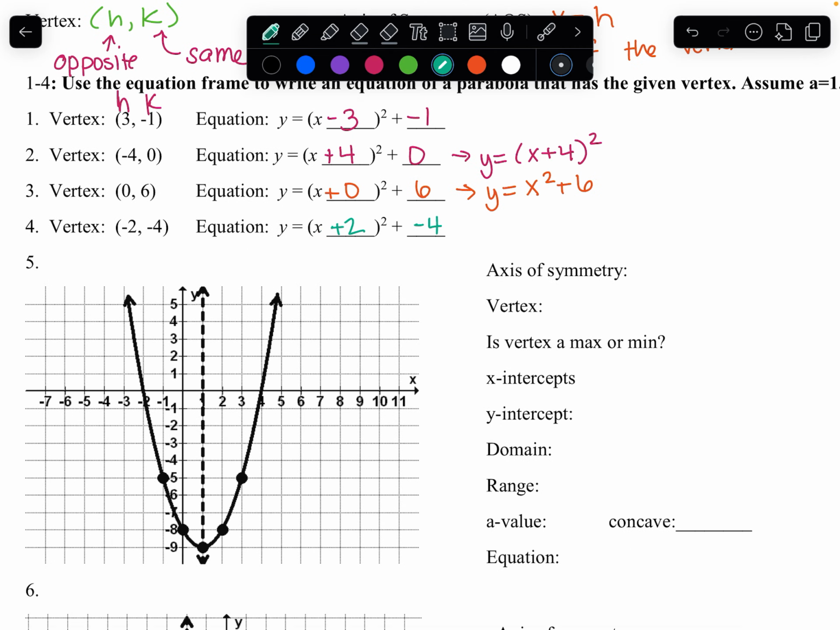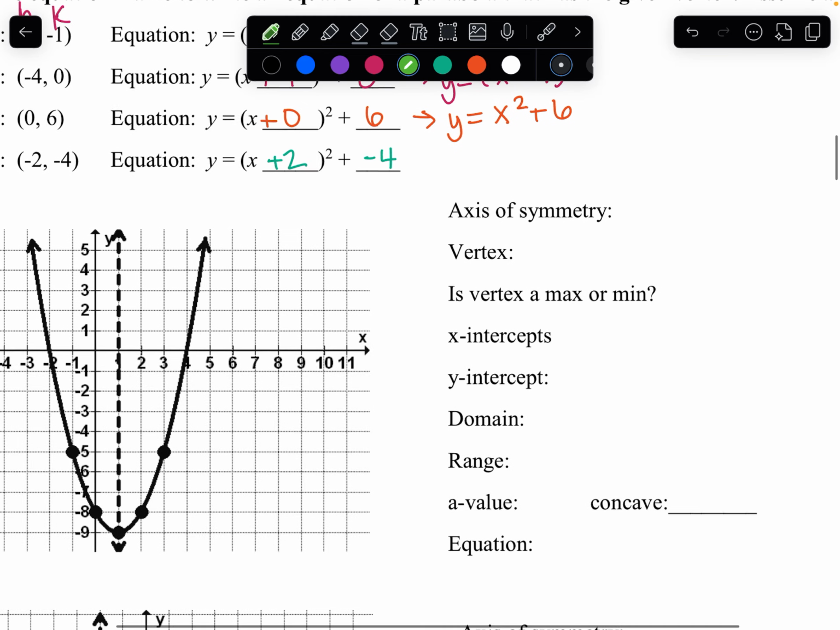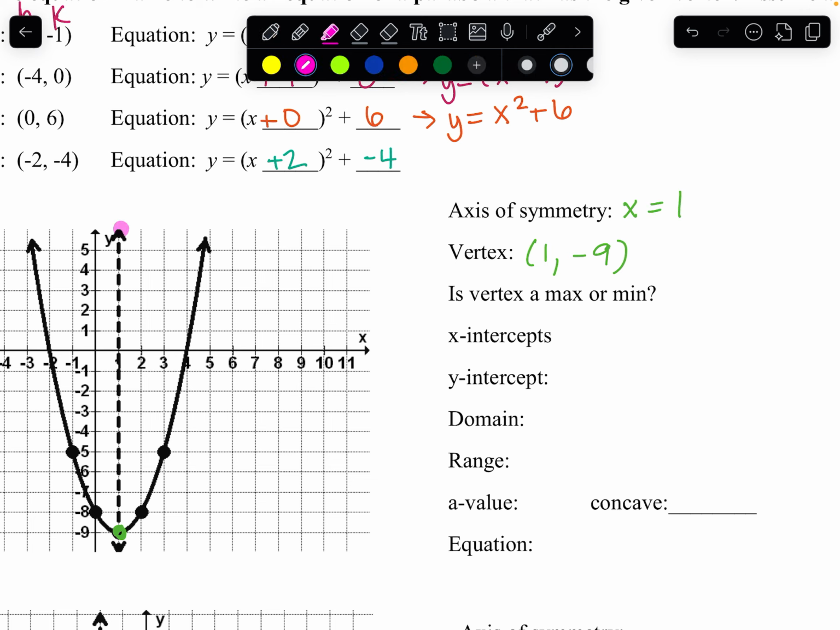Okay, so for number 5, what we're going to be doing is we're going to be given a graph. We're going to identify all these pieces. So again, I personally like to find my vertex first, which is going to be 1, comma, negative 9. Our axis of symmetry is the x value of the vertex. And so here is that axis of symmetry. Our vertex is a minimum because it's the lowest point.